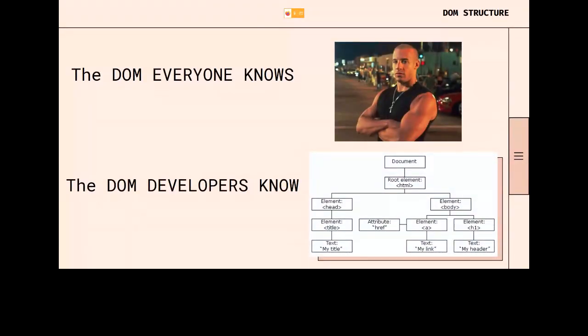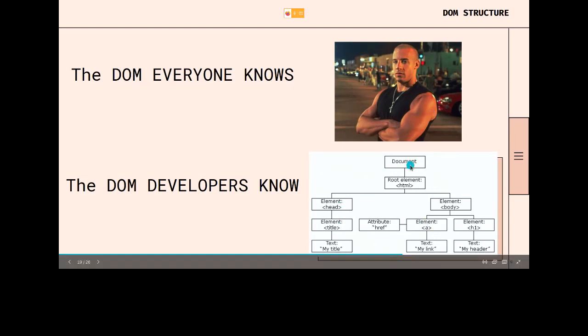Now that I mentioned a tree of nodes, let's look at this. This is a meme that introduces you to what a DOM tree looks like. So this is the DOM that we all know. Put a thumbs up if you identify Dominic Toretto from the Fast and the Furious series. This is the DOM that we are going to study.